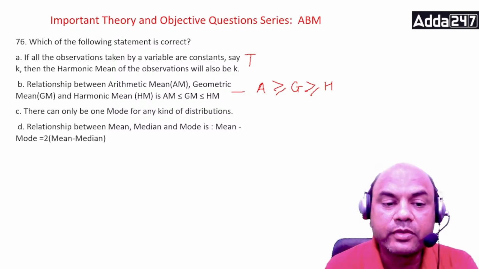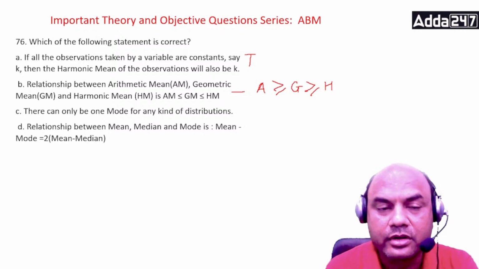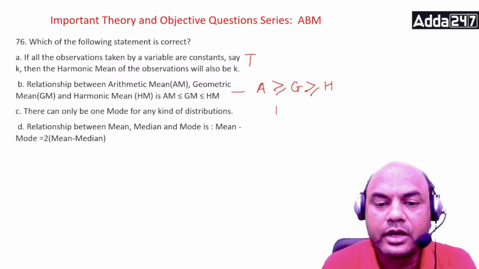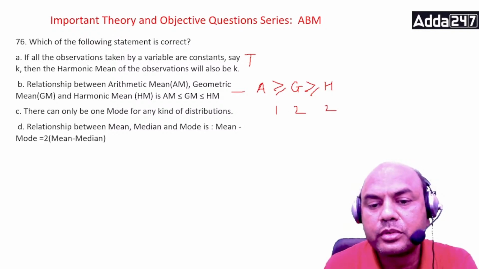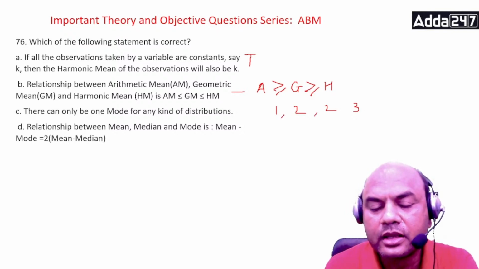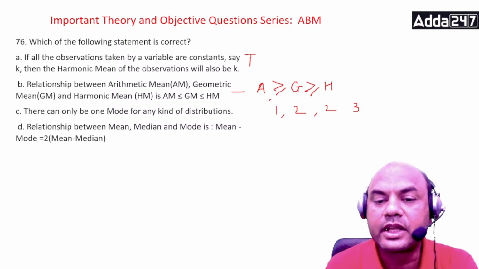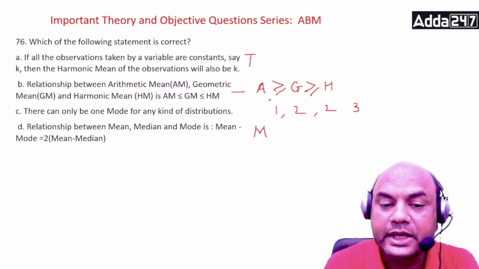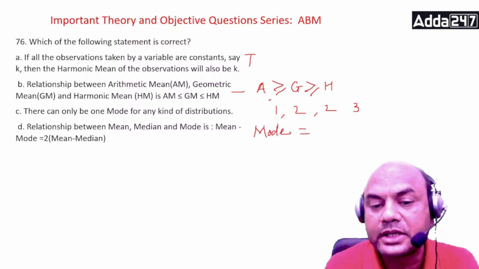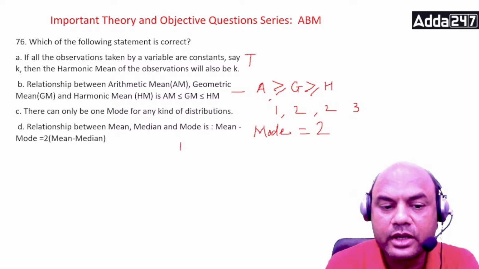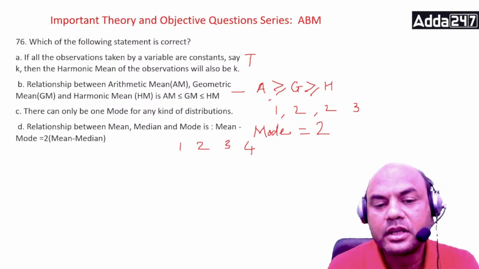Next: there can only be one mode of any kind of distribution. That is wrong. There can be many modes. I'll give you an example. Suppose I have 1, 2, 2, 3. These are the four numbers. Now I'll ask you what is the mode. Everyone answer me. Mode means what? Which occurs maximum number of times. So who is occurring maximum number of times? 2. So the mode is over here 2. Simple. Now I'll give you one more series: 1, 2, 3, 4. These are the four numbers. Now give me the mode.